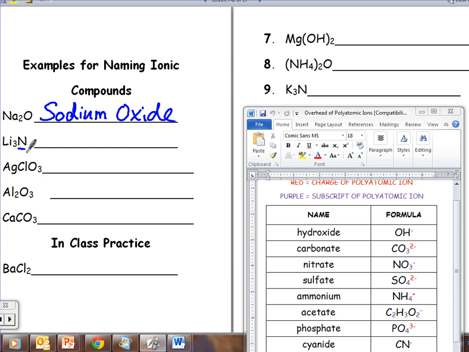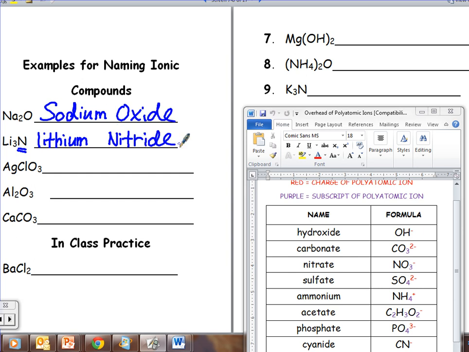I have, first of all, that's nitrogen, right? Is it a polyatomic ion? No. It's not. If it's not a polyatomic ion, nitrogen comes from the periodic table, so what am I going to name it by? IDE. So I have lithium nitride.